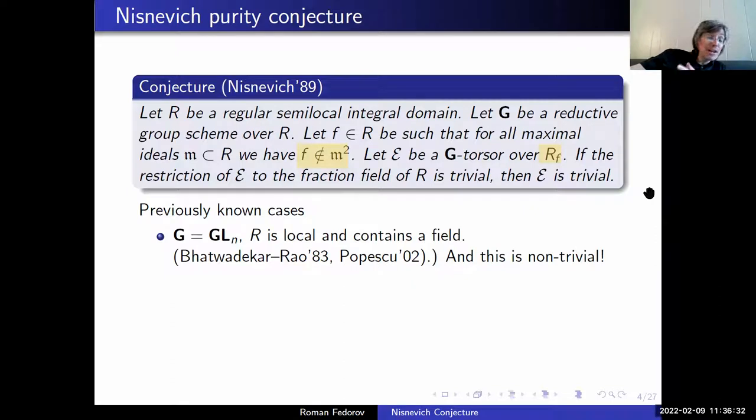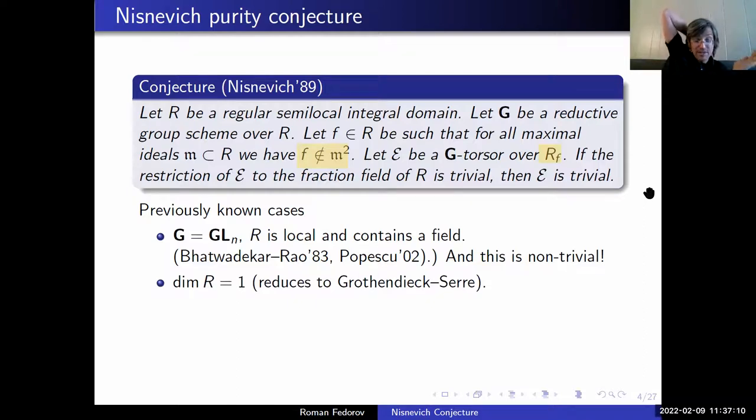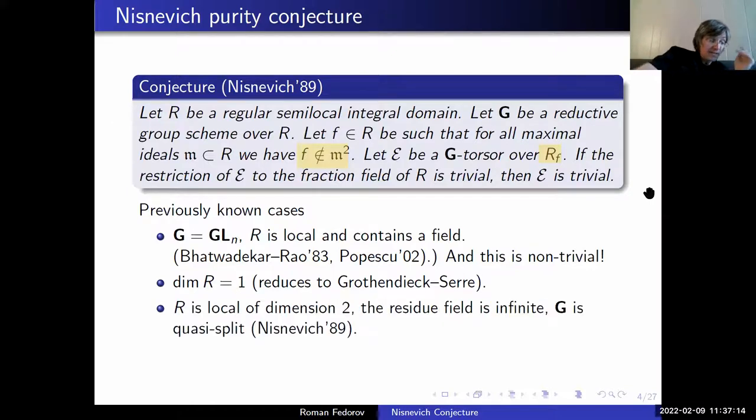It's actually known as a conjecture of Quillen. It was proved by Ojanguren and Rao in 1983, assuming that R is smooth over a field, in particular of finite type. But then Popescu, using his technique, extended it to the case when R just contains a field. R has to be local rather than semilocal, but I think this was just how people formulated it. And this is known when the dimension is one, but in this case it just reduces to Grothendieck and Serre. And finally, Nisnevich formulated it in 1989 in his paper on Grothendieck and Serre, actually. And he proved it when R is local of dimension two under some additional assumptions. So that is what was known. Any questions so far?